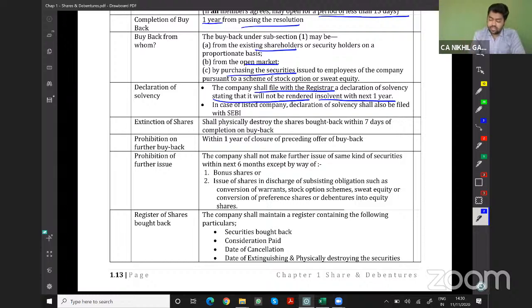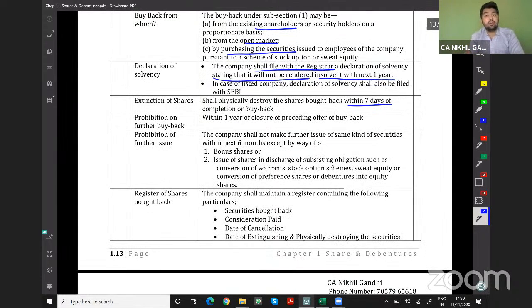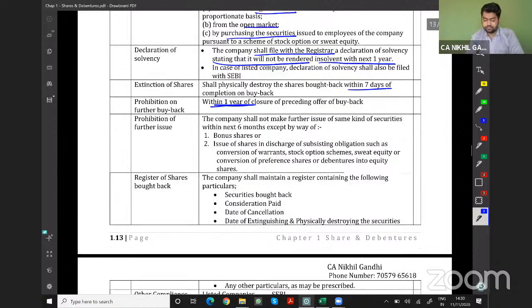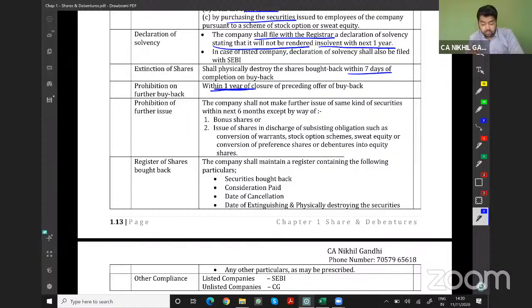Extinction of shares. Within 7 days, you should destroy the shares. Prohibition on further buyback. Once you have done a buyback, there is a prohibition of 1 year from the closure of the preceding offer of buyback. Agreed? Further prohibitions: the company shall not further issue shares within the next 6 months.